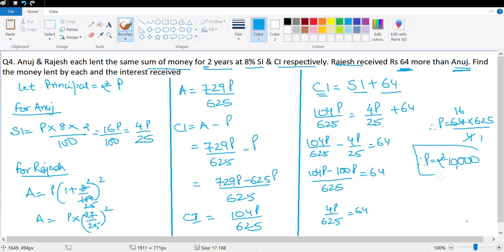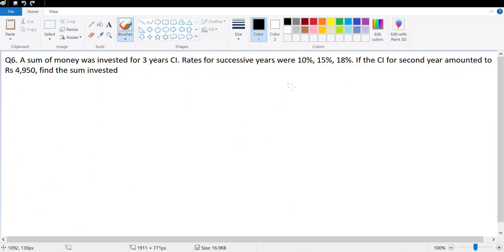Let's read the question. Find the money lent. Money lent is 10,000. Let's look at the next one. The next one we're doing is question number 6. Question number 6 says a sum of money was lent for 3 years at compound interest. The rates for the years were 10%, 15%, 18%.